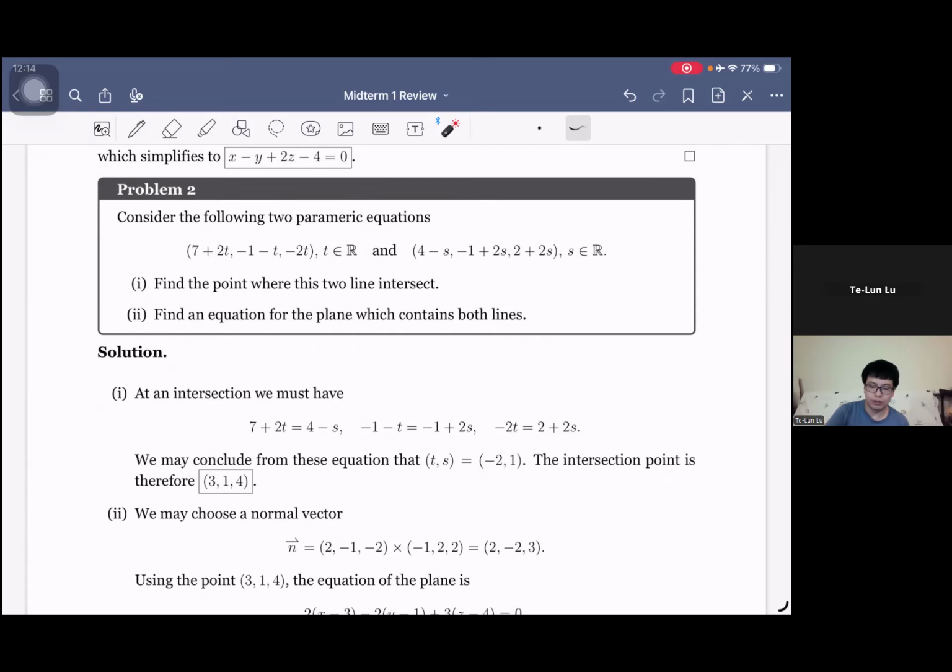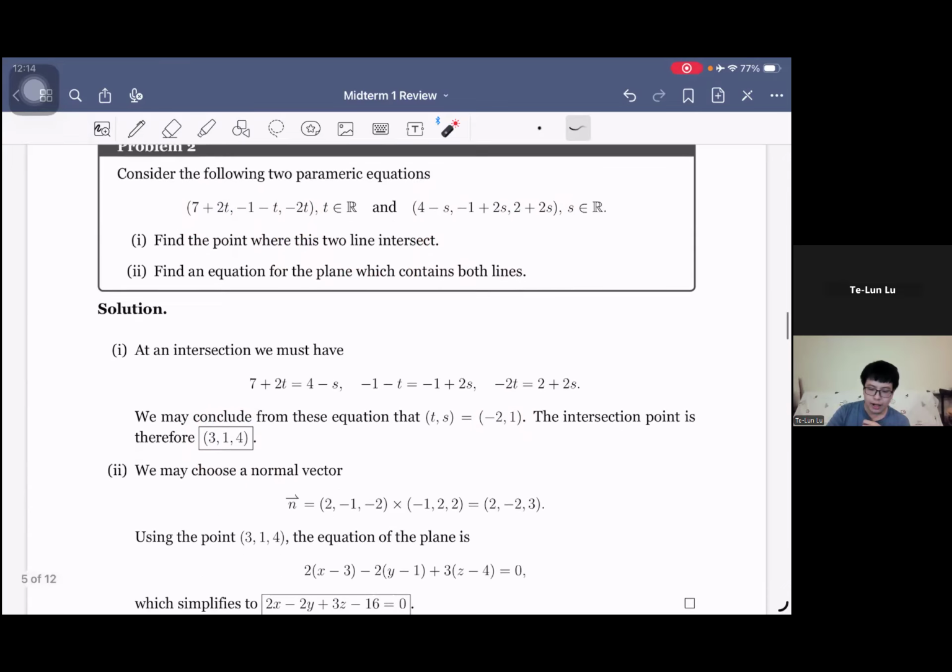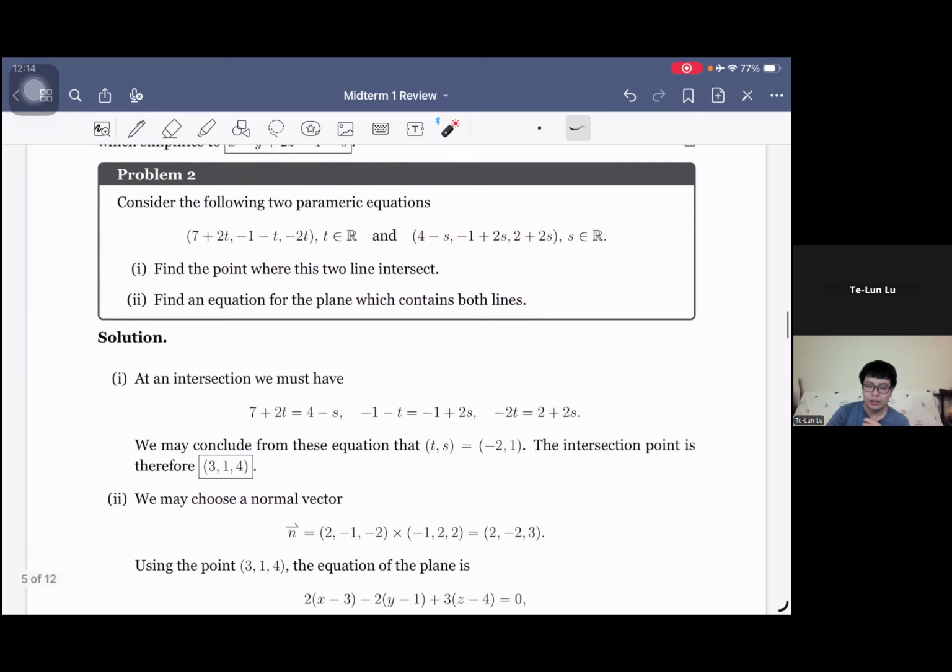You simply try to solve the corresponding three equations. So note that you're dealing with two variables but three equations, so there might not be a possible solution. But in this case, I already claimed that there is, and you have to find a solution. So you see that in this case, t and s can be solved as -2 and 1, and the corresponding point is found by plugging these two parameters into the corresponding lines, which gives you (3, 1, 4). All right. And for the plane that contains these two lines, we already have a tangent vector here, right?